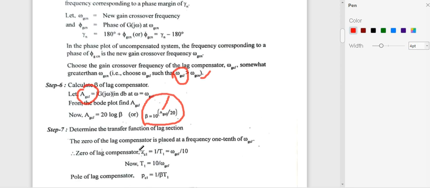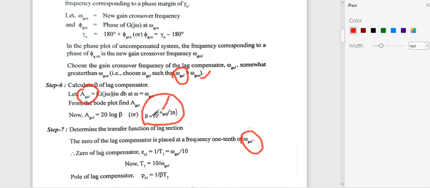We know that the zero of the lag compensator is placed at 1 by 10th position of the new gain crossover frequency. Here we are considering the frequency omega GCL. So zero is equal to 1 by T1. We have lag section and lead section, so the lag section time constant is T1. So 1 by T1 is equal to omega GCL by 10. By comparing these equations, we got T1 is equal to 10 by omega GCL.